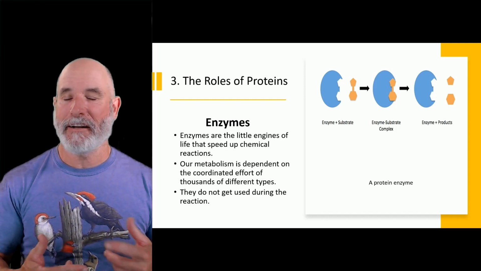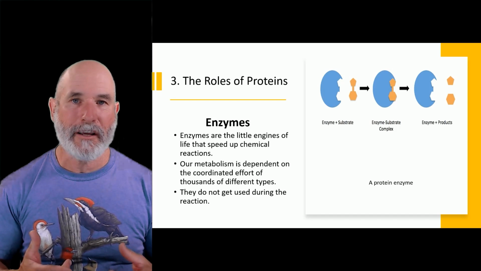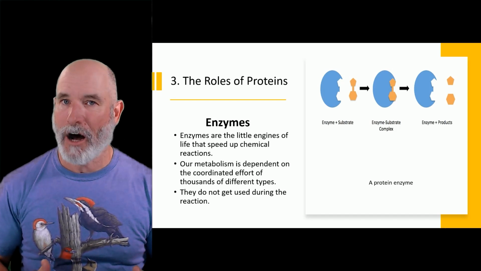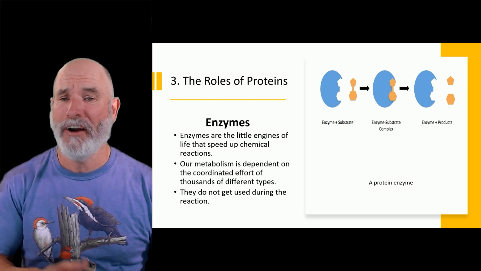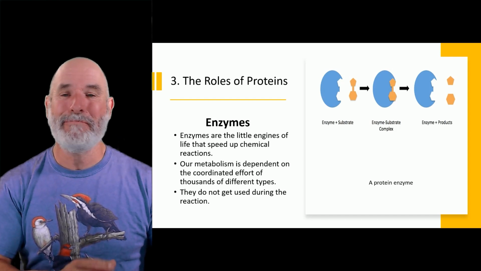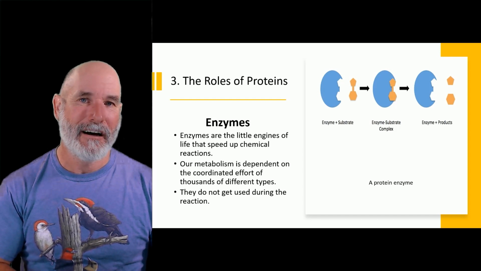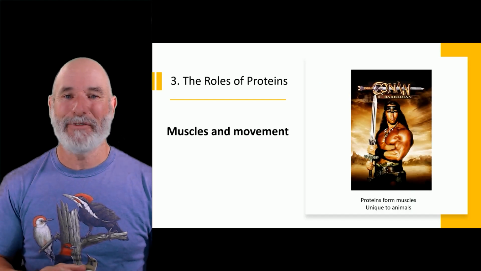And the thing about an enzyme is they get used over and over and over again. So they're not going to get used up in the chemical reactions, okay? In fact, some enzymes can carry out hundreds of thousands, or even a million chemical reactions in like a second, right? So they're very fast.